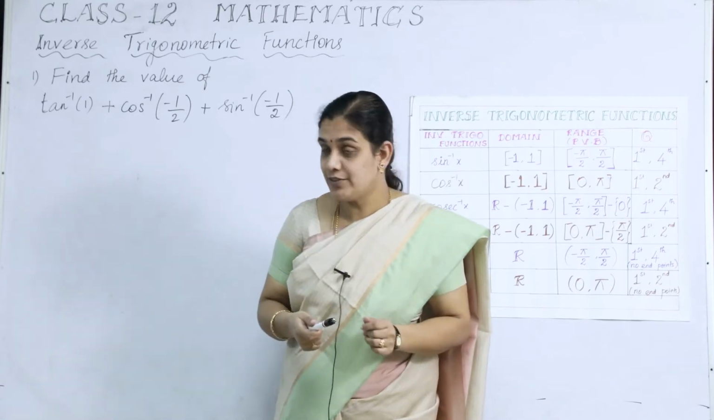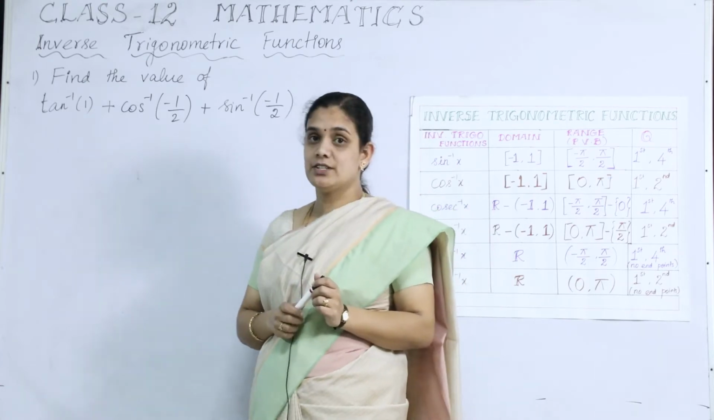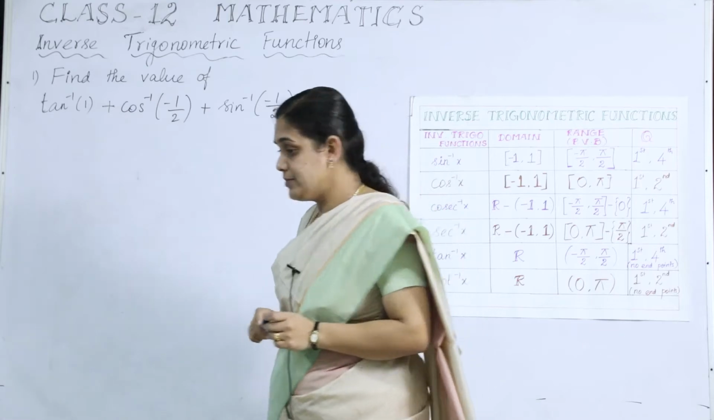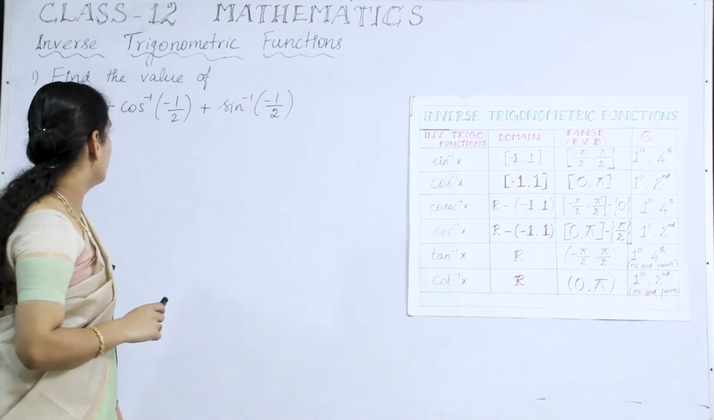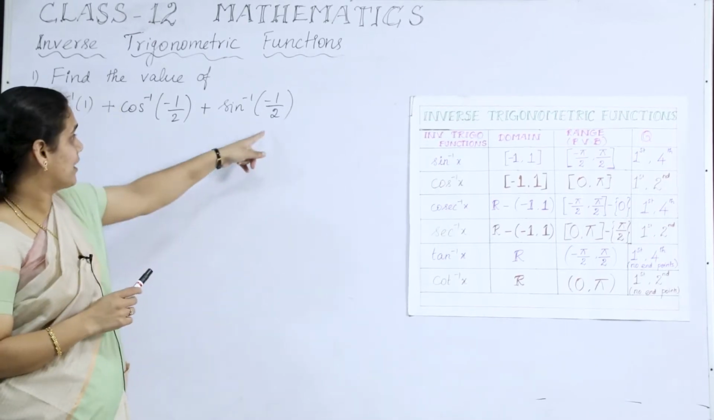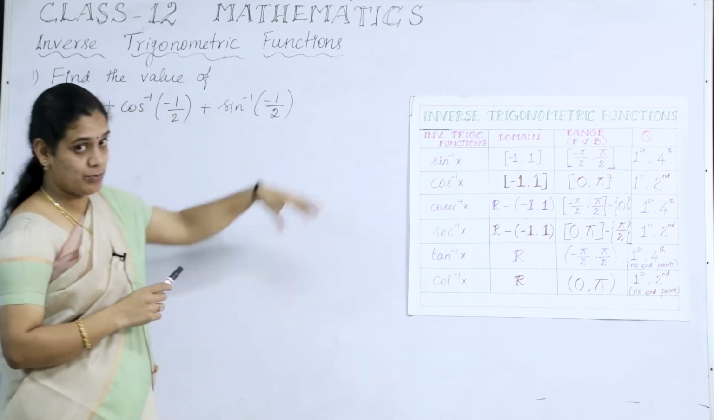In the last session, we learned how to restrict the domain of trigonometric functions to define the inverse trigonometric functions, and now we are going to see some problems based on this. Find the value of tan inverse of 1 plus cos inverse of minus 1 by 2 plus sin inverse of minus 1 by 2. We are going to simplify separately and then put together.